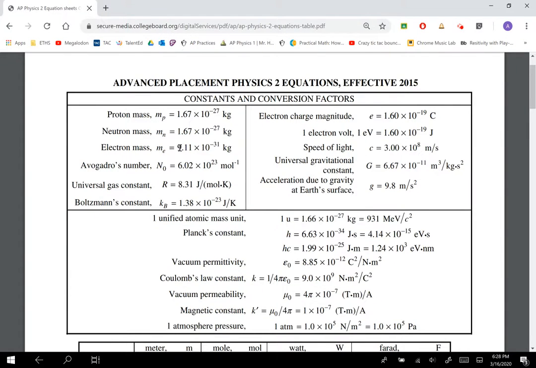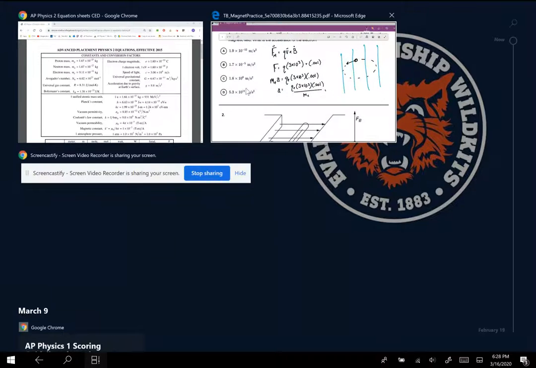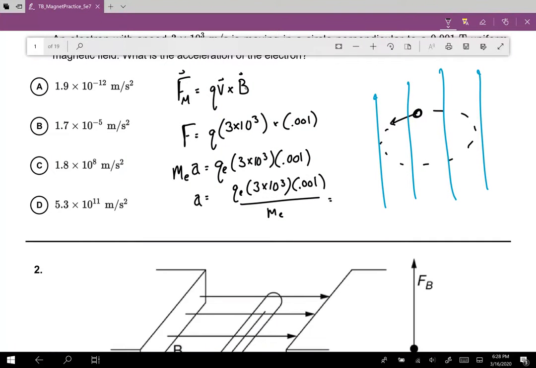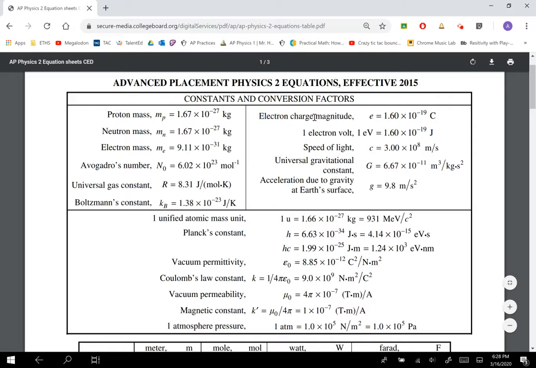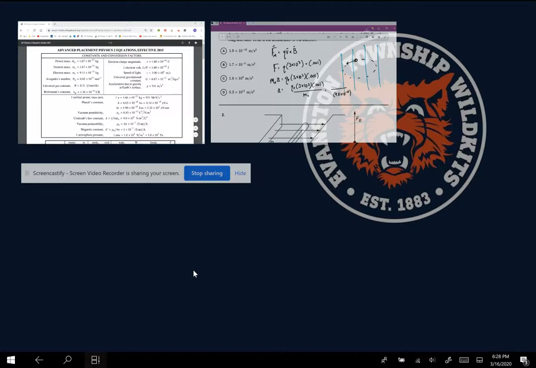The mass of an electron is 9.11 times 10 to the negative 31st kilograms. Pretty low. That electron's been working out. Ha ha ha. Oh, that's the charge. Hold on, 9.11 times 10 to the negative 31. And then we want the charge of an electron, which is also on our sheet. The electron charge magnitude is 1.60 times 10 to the negative 19th coulombs.